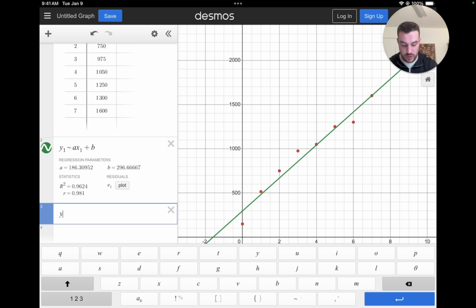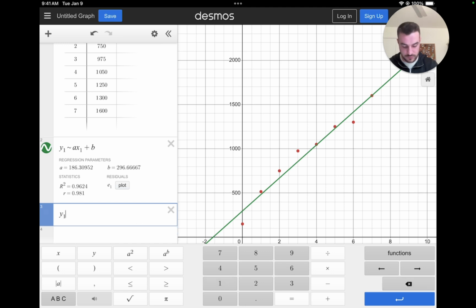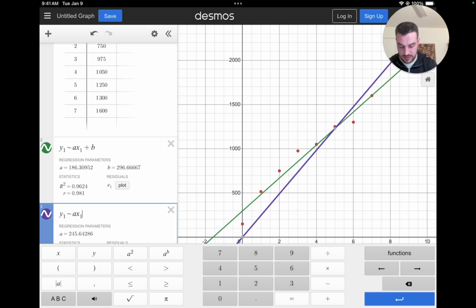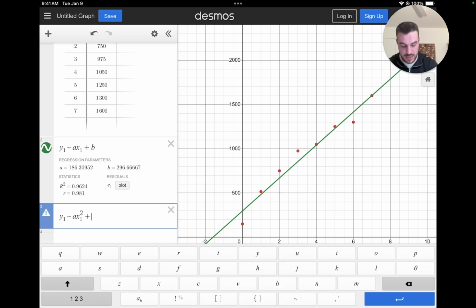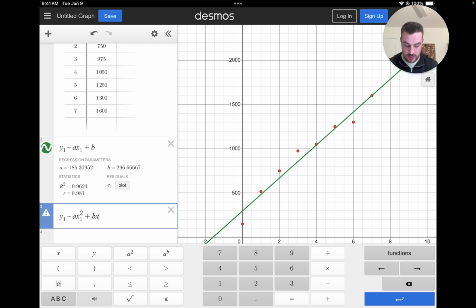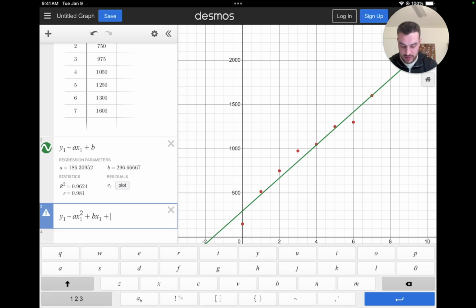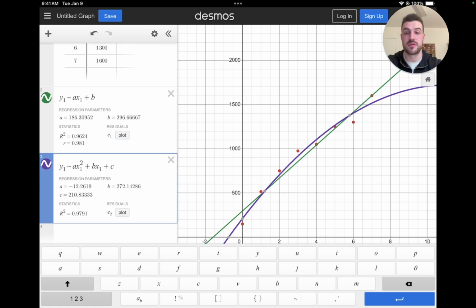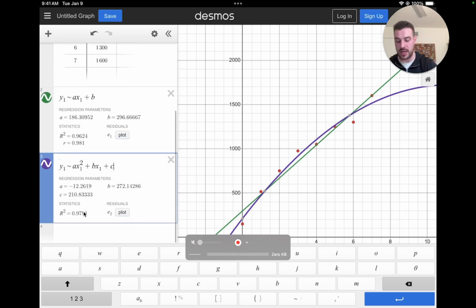So now I'm going to create a quadratic regression. y1 tilde a x1 squared plus b x1 plus c. Those are my values. And again, as you can see, the r squared value is starting to get a little bit closer. So I'm going to keep going. I'm going to try a cubic function.